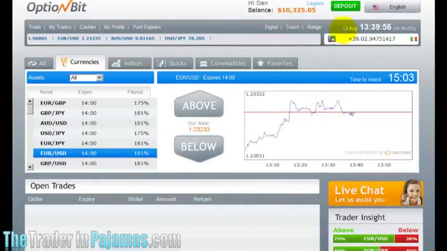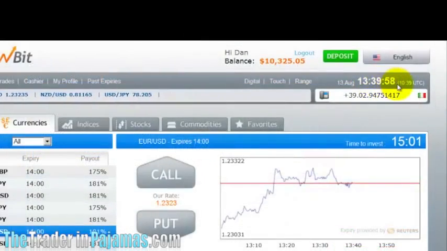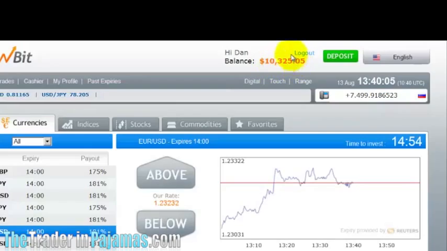Okay, so today is August 13th, and it is 40 minutes past 1. As you can see, my account has just a little bit more than $10,000 in it, which is the amount that I've managed to make during the past week.